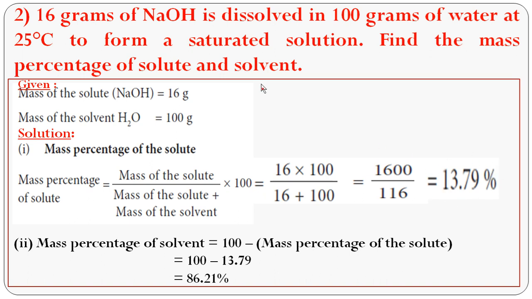Now you have to find the mass percentage of solvent. So mass percentage of solvent is equal to 100 minus mass percentage of the solute. So 100 minus 13.79, that is equal to 86.21 percentage. This is the mass percentage of the solvent.